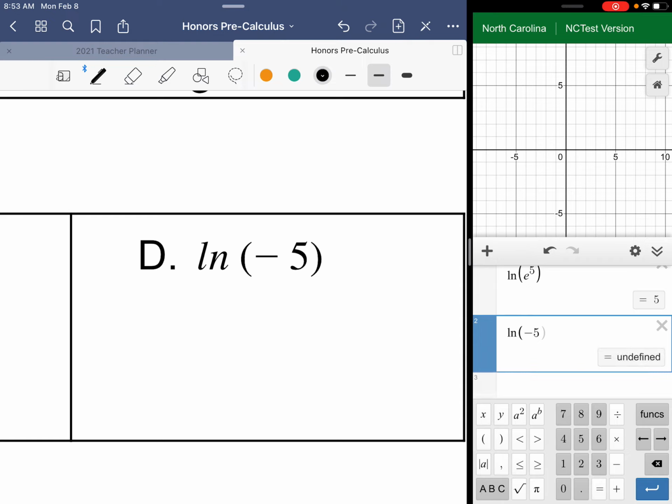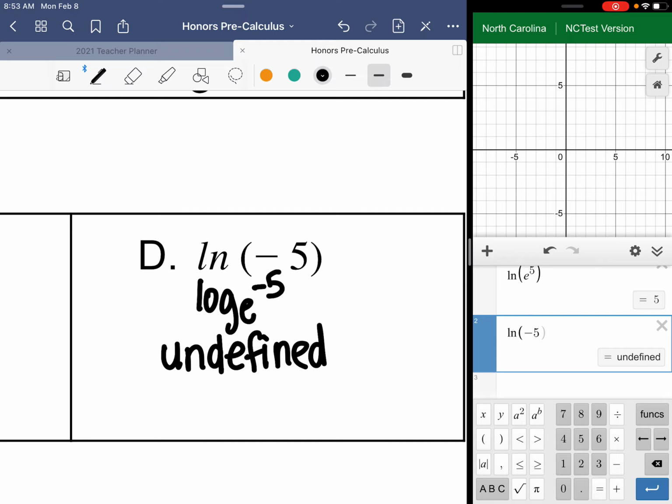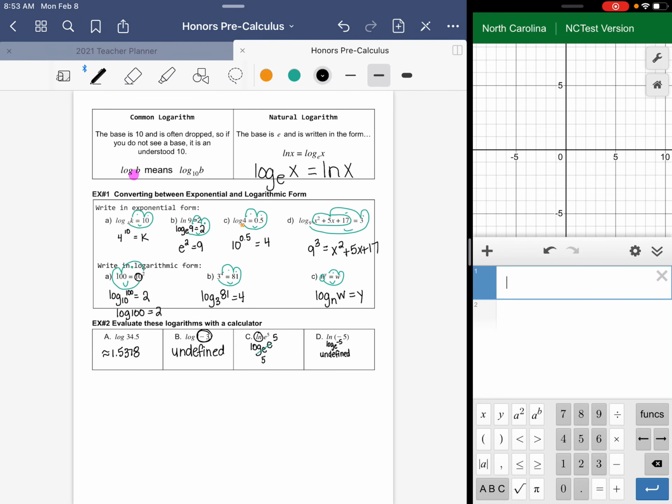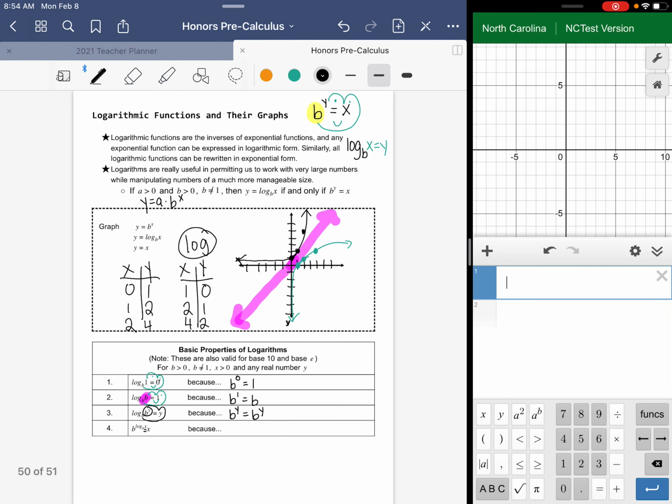And then, of course, the natural logarithm of -5. So the natural logarithm of -5 is also going to be undefined because it still has that negative exponent value, because this is log base e raised to -5. We can't have that -5 as our exponent value. So that is going to be undefined. So keep that in mind, because when we start solving, that's going to be super important.